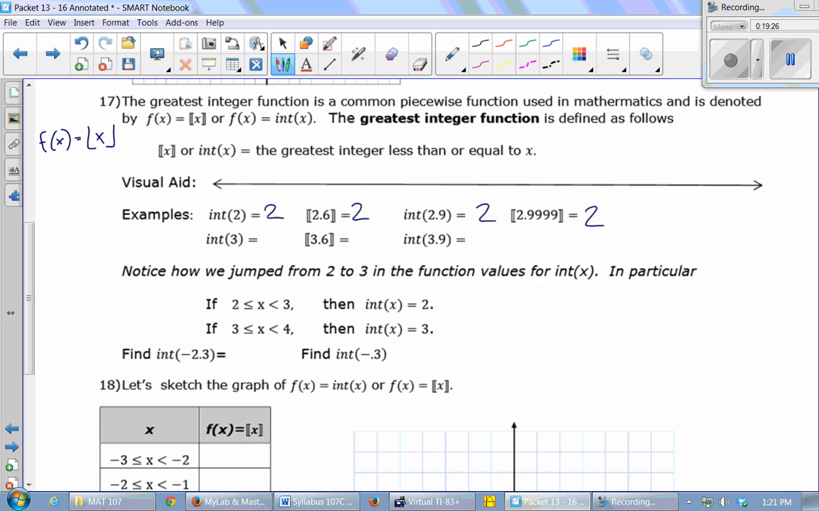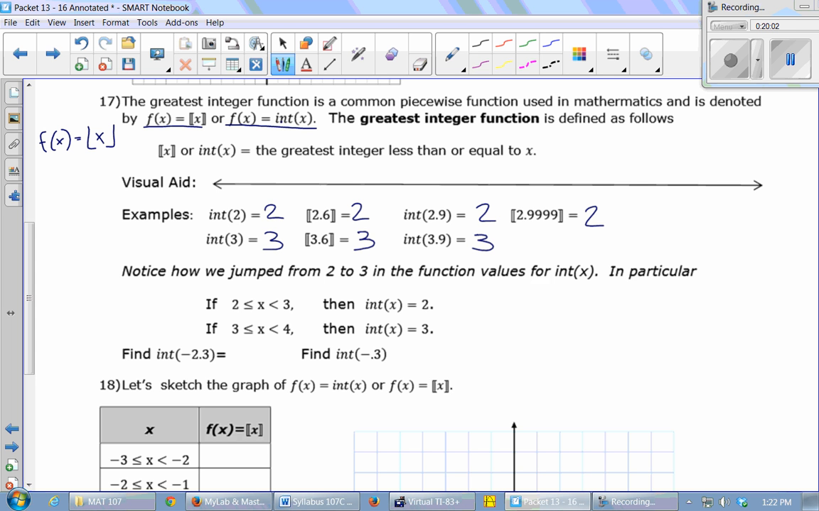All right, so the greatest integer less than or equal to 3 is 3. What is the largest integer less than or equal to 3.6? 3. And round down 3.9, you get 3. These are two different ways of saying the same thing. So if I write int of x or these brackety things, they mean the same thing.